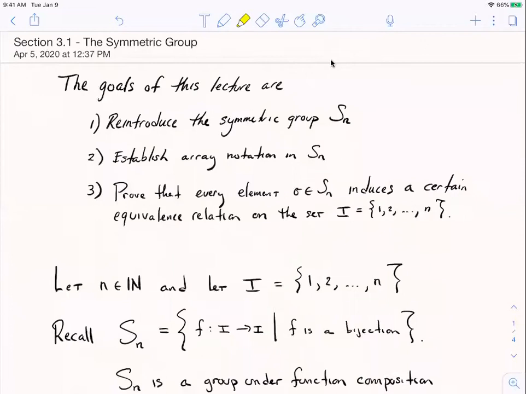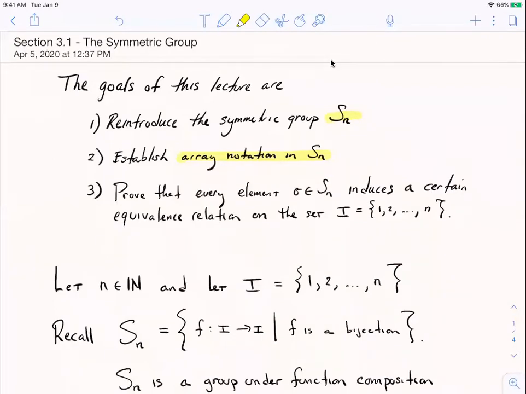In this first lecture, we're going to talk about the material in section 3.1, and really my goal in this lecture is to reintroduce the symmetric group Sn. It's one of our examples we've been talking about, but I want to reintroduce it briefly and remind you of some of its properties. And then I want to establish a way to work in Sn that's called array notation. It's going to be a little bit better than just writing out the functions as lists of outputs. And then I'm going to prove one theorem.